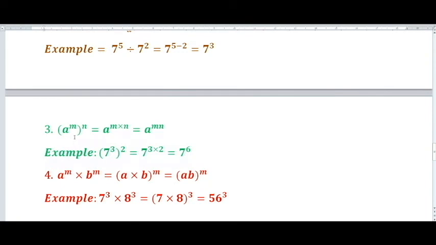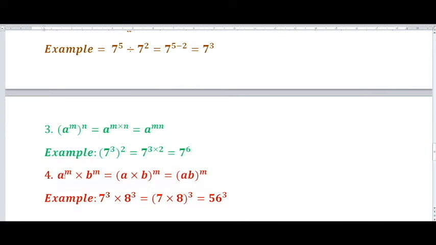Then in number 3, a to the power m to the power n. Here, if a power is succeeded by another exponential value, the exponential values should be multiplied. A to the power m to the power n means a to the power mn. The example here is 7 to the power 3 to the power 2, that means 7 to the power 3 times 2, that is 7 to the power 6.